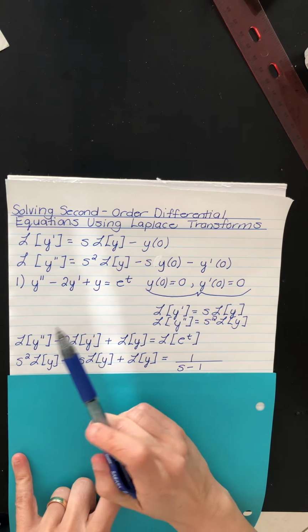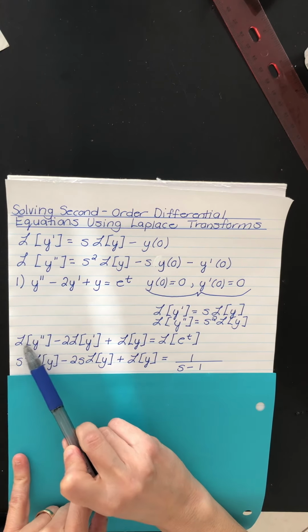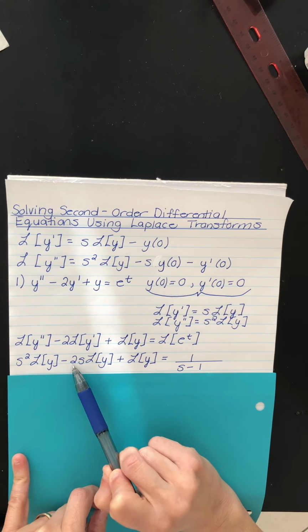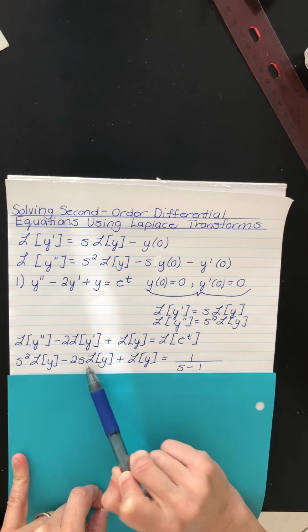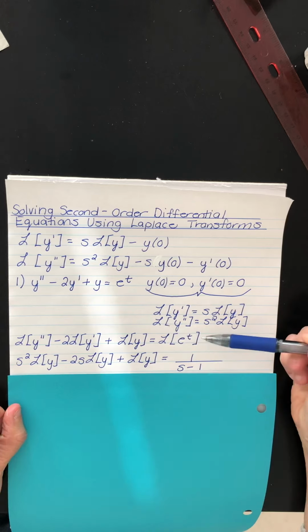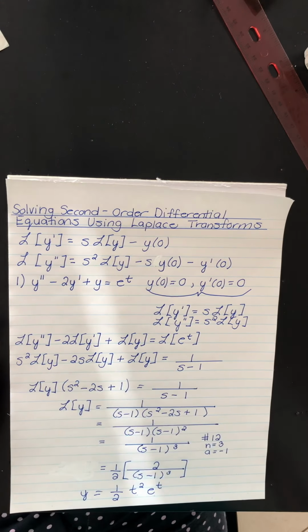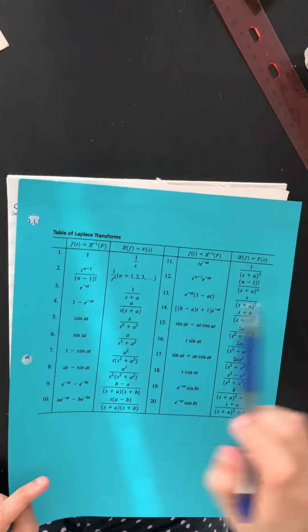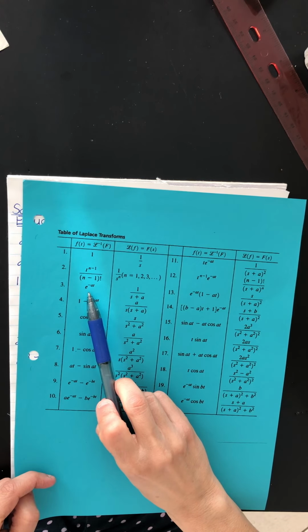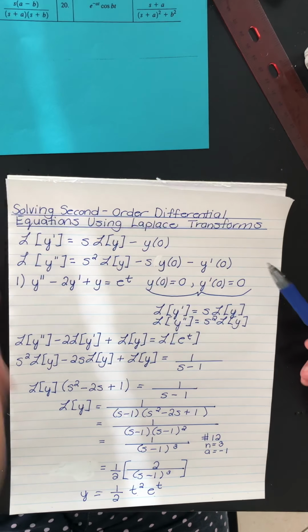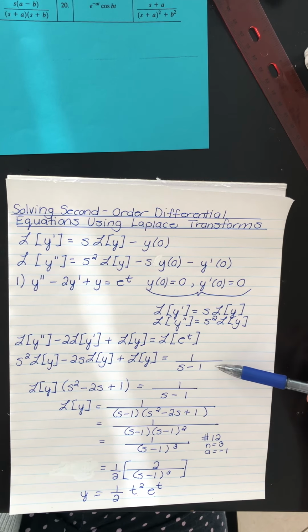So we will now have this. Again, we replace here with s squared L of y. And after the coefficient of -2, we replace here with s times L of y. On the right, we've used number 3 in the transform table. Okay, I can show you that here. Okay, it was e to the t, so it becomes 1 over s minus 1. Okay, so that got us to this step.